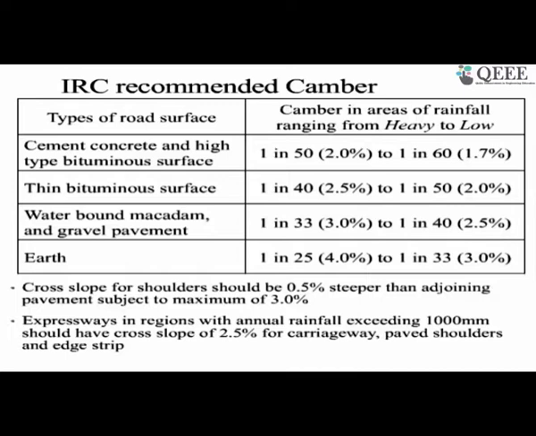Now this is about the carriageway, or the travel lanes where the vehicles are traveling. Beyond this, there are shoulders on either side of the roadway. The shoulders are generally made of inferior material compared to the main carriageway. So we need to provide more camber on the shoulder compared to the main carriageway, and also you want the water to be off of the roadway as soon as possible, even from the shoulder, because the shoulder is going to be used in emergency cases. So the cross slope of the shoulder should be 0.5% steeper than the adjoining pavement surface, to a maximum of 3%.